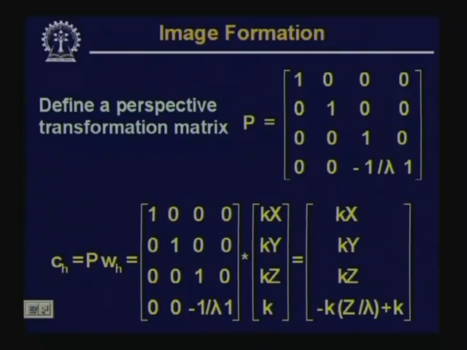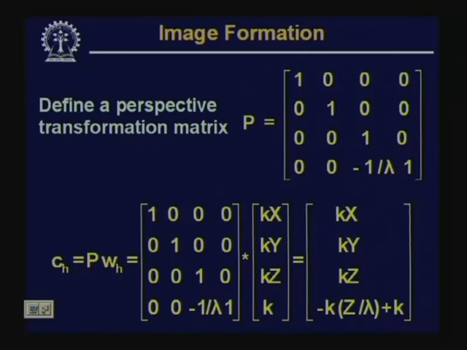Now, to understand the imaging process, let us define a perspective transformation which is given by P equal to 1 0 0 0, 0 1 0 0, then 0 0 1 0, then 0 0 minus 1 upon lambda and 1. You remember this lambda is the focal length of the camera. And we translate our world coordinate w to the homogeneous coordinate, so it becomes kx, ky, kz and k.